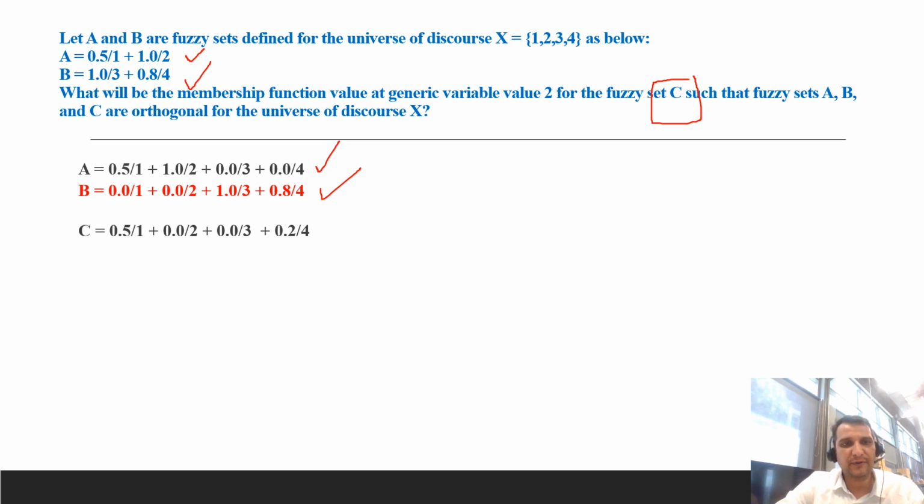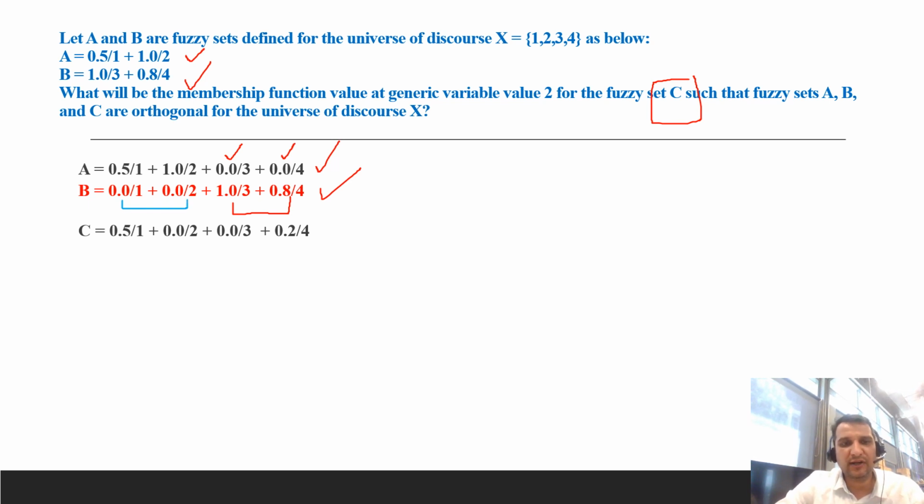So we have to complete fuzzy set A: for elements 1 and 2, and for element 3 the membership value will be 0, and for element 4 the membership value will be 0. In fuzzy set B, for elements 3 and 4, again we have to complete it with the help of this. But in both cases, for fuzzy elements 1 and 2, the membership value is 0.